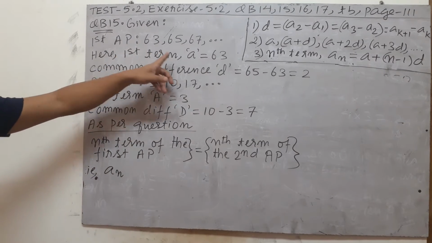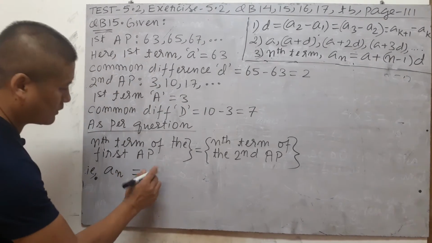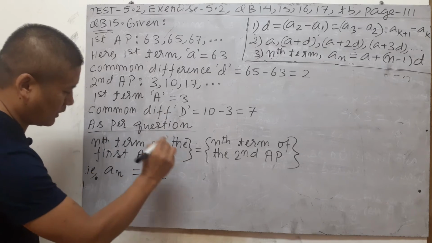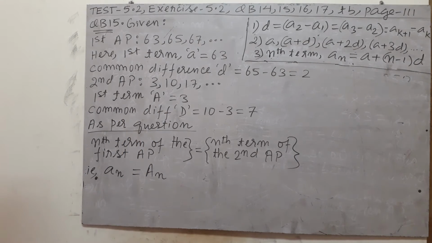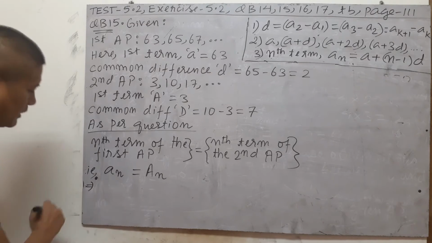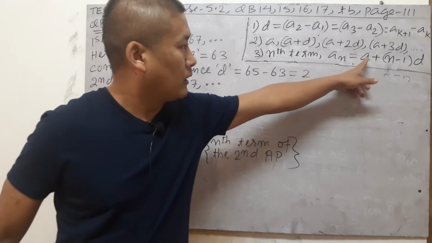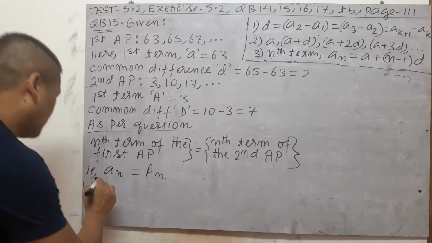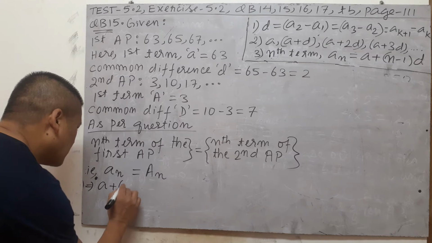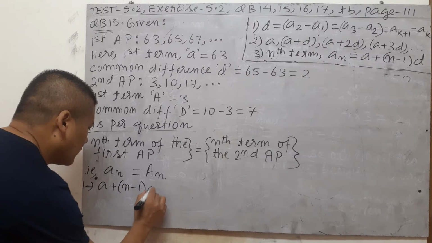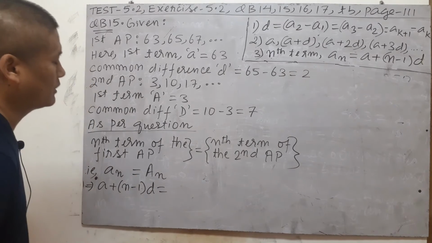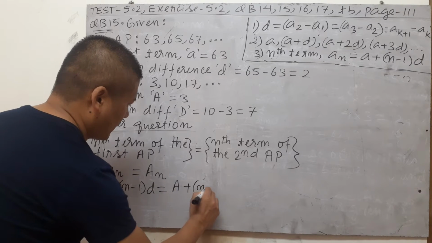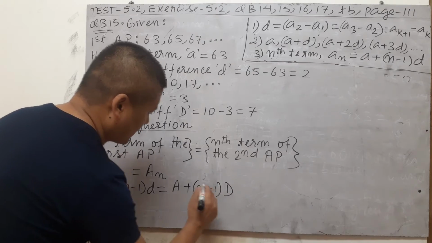Of the first AP we are using small a, and the nth term of the second AP, since we are using the first term as capital A, will be capital A_n. That's what it basically means. Now we can apply the formula a_n = a + (n − 1)d. So let us apply that: a + (n − 1)d for the first AP, and for the second AP, likewise, first term capital A plus (n − 1) into the common difference of the second one, capital D.